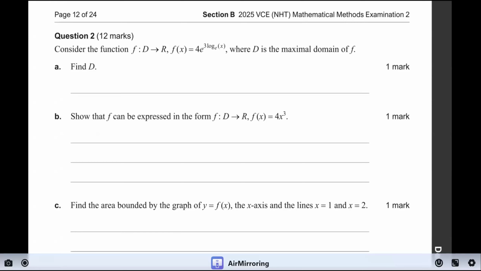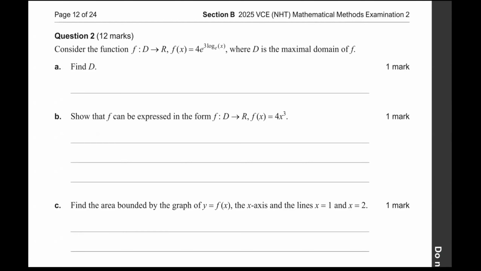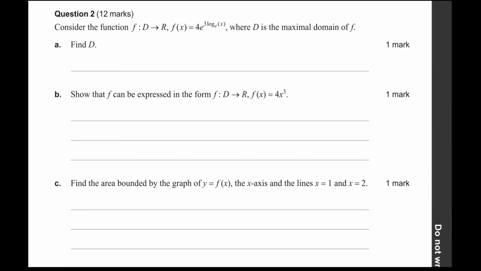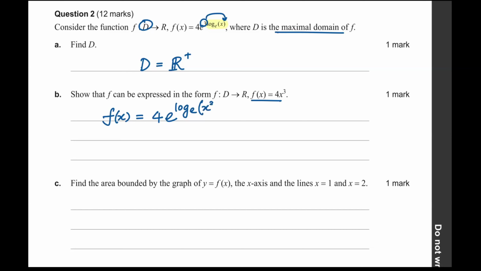12 marks. Okay, this is a composite function. The priority part will be the log e x, and it gives you a domain restriction, the maximal domain D is R plus. Show that f can be expressed in this form. So probably I need to show some index law. I can't move the 4 here, but I can actually write e to the power of, bringing the 3 to write e log e of x to the power 3.